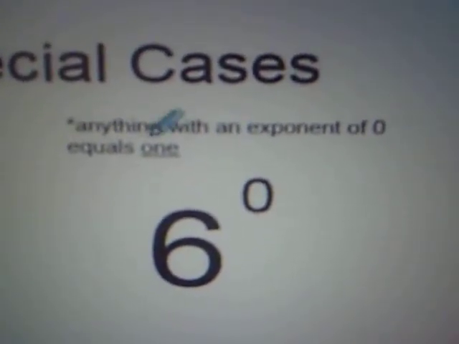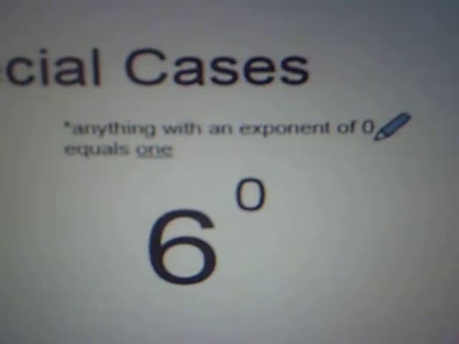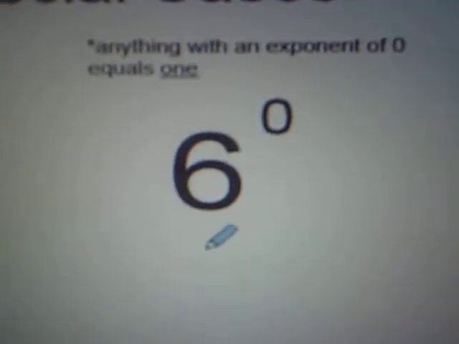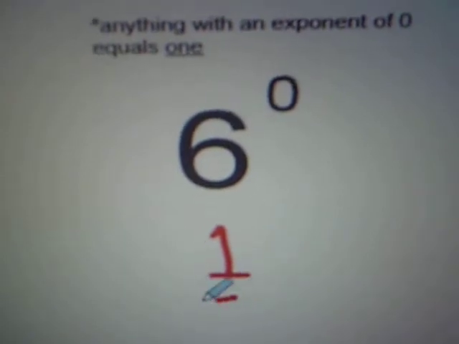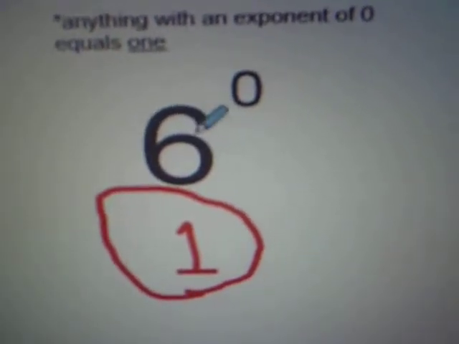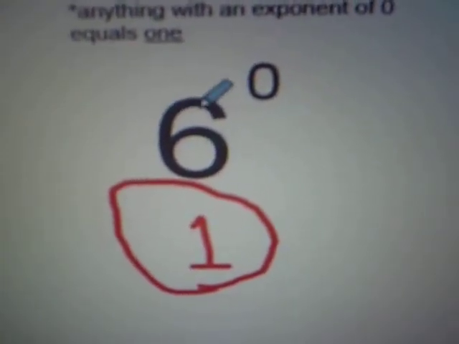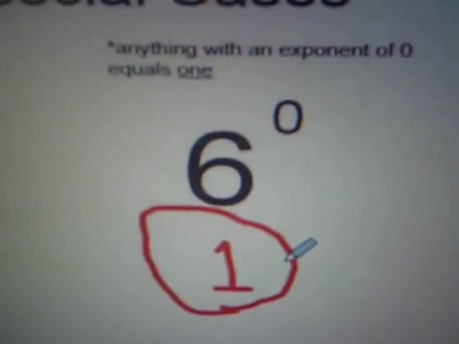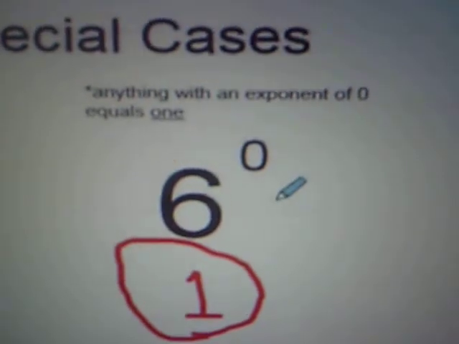Another special case is that anything with an exponent of 0 equals the number 1. So no matter what your base number is, if your exponent is 0, there really is no expanded form for this one, and the value is just 1. Even if the base number changed to 7, or even if the base number changed to 15, if the exponent is 0, the value is 1. And there is no real expanded form for this particular special case.